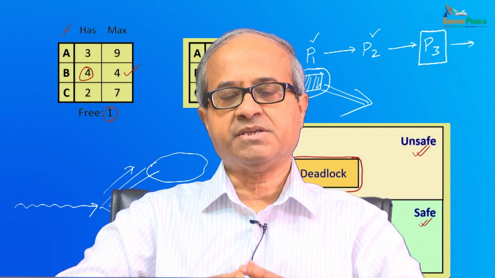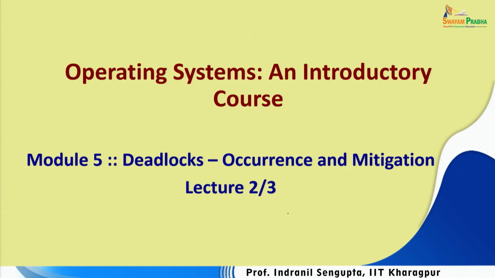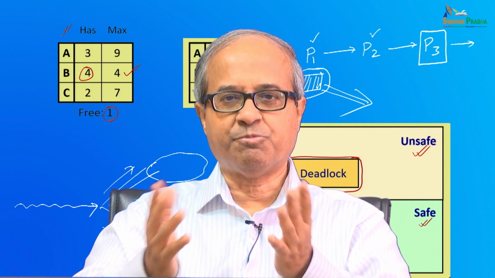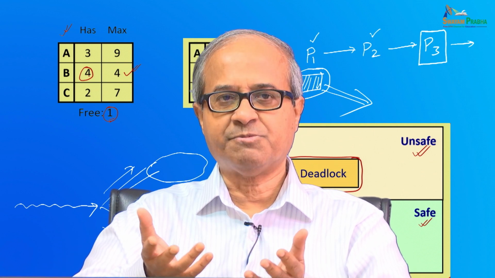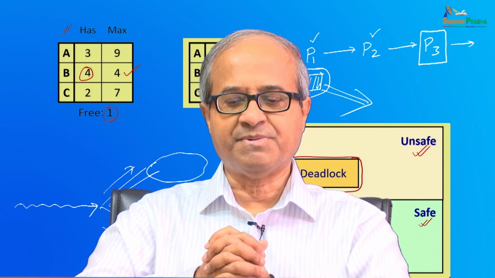So, we continue with our discussion on the module deadlocks, occurrence and mitigation. If you recall, in our previous lecture, we had basically discussed the nature of the deadlock, why deadlocks occur in a system, some of the necessary conditions for deadlock to occur and some of the data structures that are typically used, for example, the resource allocation graph, so that you can keep track of the processes and what are the resources that its process are currently holding. So, we continue with our discussion in this present lecture.